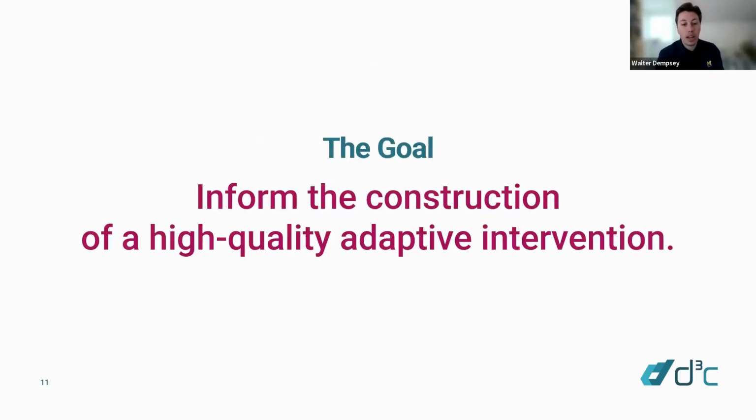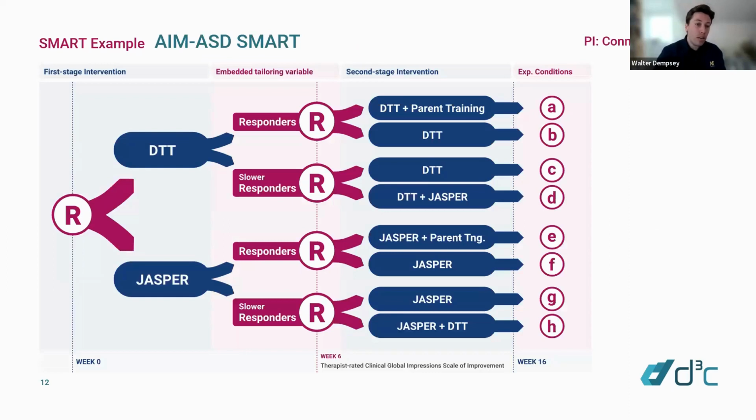So let me go back to my example before. The SMART that I would design to answer the questions about what should be my initial strategy, and then what should I be doing for responders and non-responders, might look like this, which is, at the first stage, I don't know if I should start with DTT or JASPER. And so I actually randomize individuals to start with one of these two strategies. Most SMARTs will look kind of like a tree structure. So the first part of your tree is just, at baseline, I don't know what to start with, so I'm going to randomize between these two options. And then for responders, I actually have two things that were thought of by the scientific team.